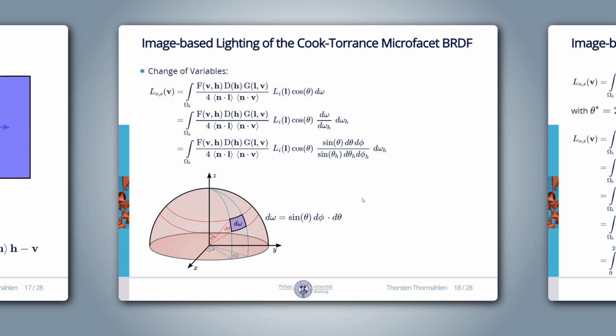We use this result to replace d omega here, and we can use the same equation for d omega h. The problem is now shifted to finding a relation between the spherical coordinates of the light direction and the half-wave vector in the coordinate system of the surface normal.